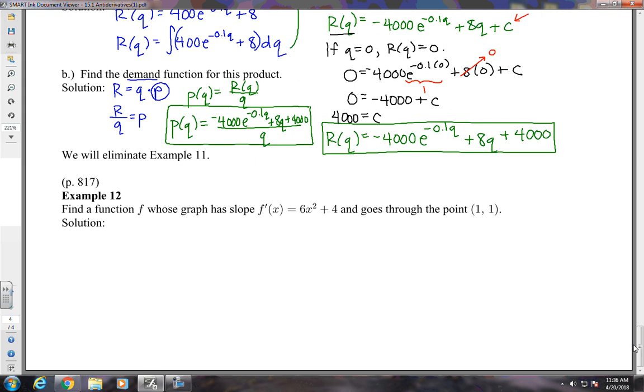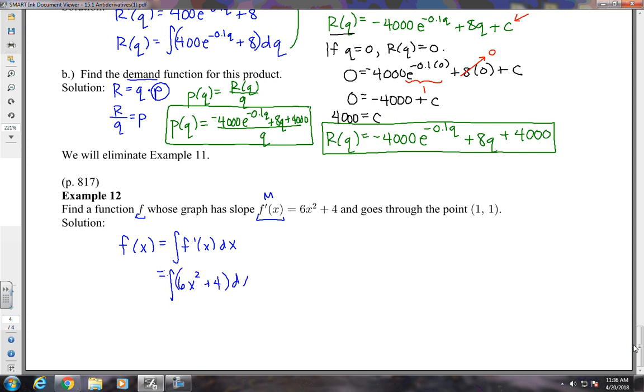Find a function f whose graph has slope f prime of x equals 6x squared plus 4 and goes through the point 1, 1. Remember, f prime is a formula for finding the slope of the function. Well, let's see what we have here. We have f prime and we need to find f. To go from f prime to f, we need to integrate. So the function that we're looking for is going to be the integral of f prime of x with respect to x. F prime of x is given to be 6x squared plus 4.